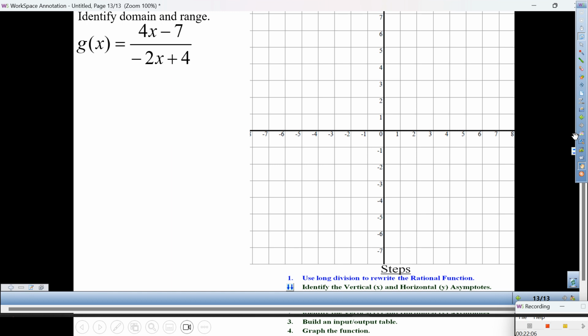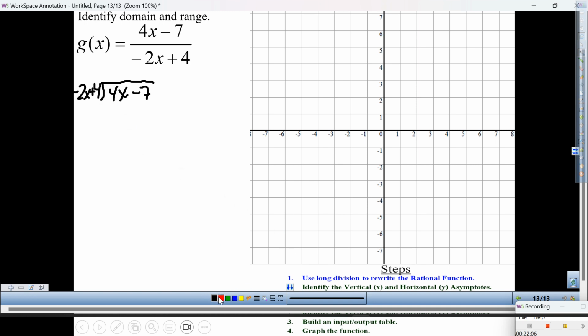So, tell your neighbor the very first step that you're going to do. Very first step, Danny. Yeah, set up the long division. All right. So, here's my long division. What goes inside, Danny? And outside we got negative 2x plus 4. All right, pass someone so they can help me do the long division.